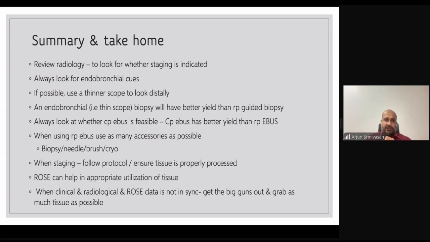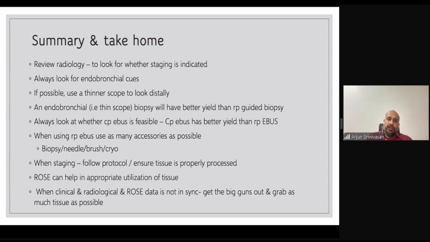If you're looking at an infective lesion, then sometimes you will be able to find a small dot of pus, especially if the lesion is very small. Or you might be able to find endobronchial necrosis. This is more common when you're dealing with fungal infection, especially mucor. And if it is possible, use a thinner scope. There is always a trade-off when you use a thinner scope, and if you encounter hemorrhage, you may not be ready to handle the bleed.